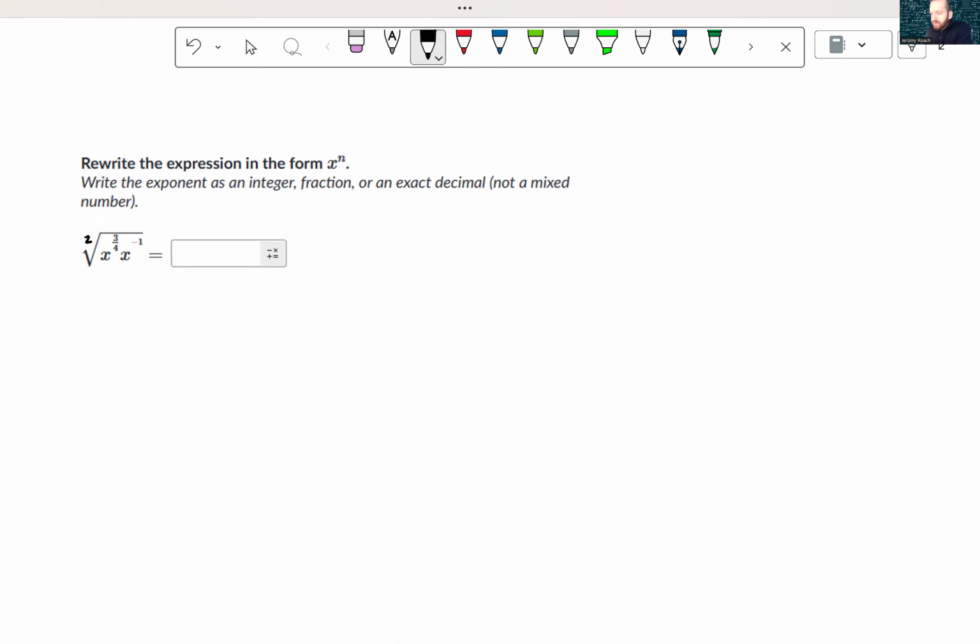So x to the 3/4 times x to the -1. There's a times there. We're going to add those exponents. So 3/4 plus -1. I'm just going to say -1 over 1. So we've got to add those. We'll find a common denominator by multiplying by 4 over 4 for that -1 there. Now this is 3/4 plus -4 over 4, and that's going to give us -1/4. Okay, so that's our exponent for the x that's under the radical.